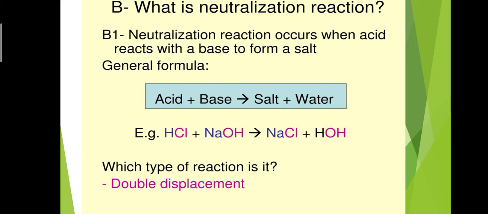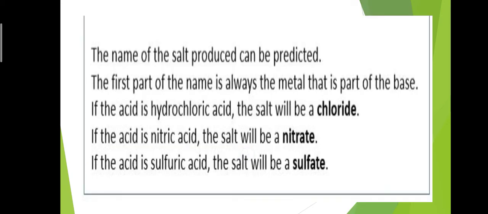Example: when hydrochloric acid is treated with sodium hydroxide, it will produce sodium chloride and water. The chemical formula of water is H2O. H is derived from the acid, which is hydrochloric acid, and OH is derived from the base, which is sodium hydroxide. This is a double displacement reaction in which ionic exchange takes place. I will explain double displacement reactions in the next chapter.